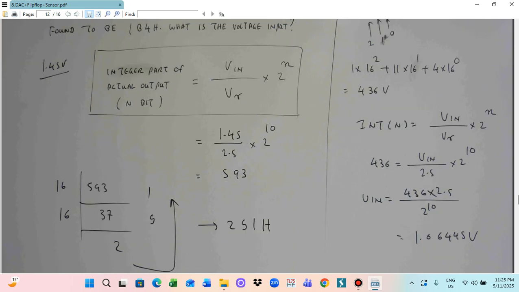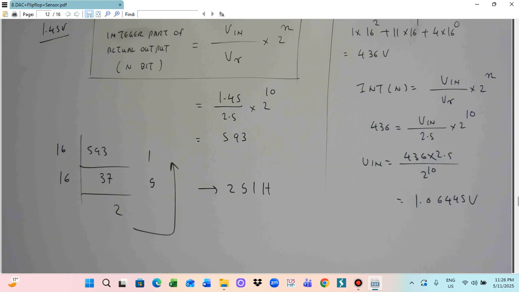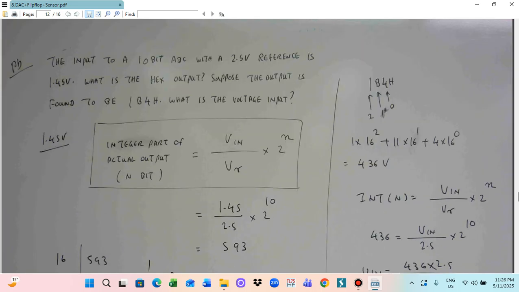So this 593 is a decimal value, so we have to find out the hexadecimal. So 593 divided by 16, you get 37, and the remainder is 1. And then 37 divided by 16 is 2, and the remainder is 5. So the result is 251H, this is the digital hexadecimal.